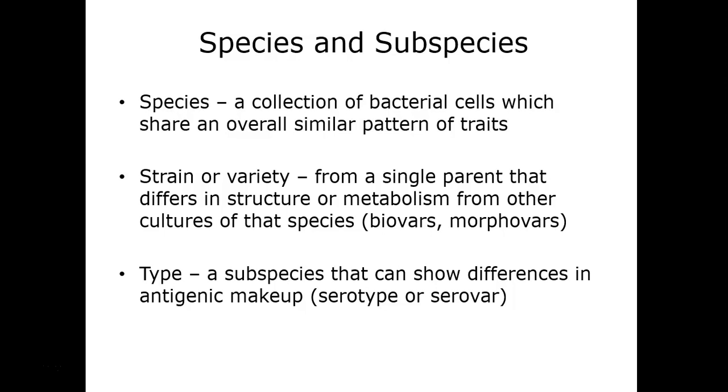And then a type is what we know as a subspecies that has very key differences in its antigenic makeup. A lot of times the bacteria will actually display molecules on the surface of the cell to allow it to attach to a host. So anytime there are changes to this antigenic makeup, we would then have to call this a different type.